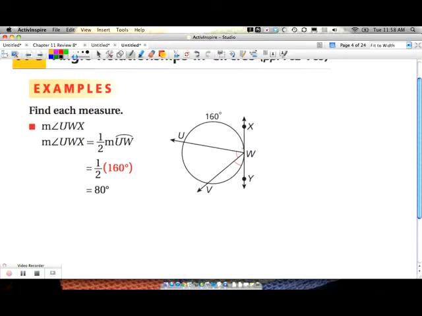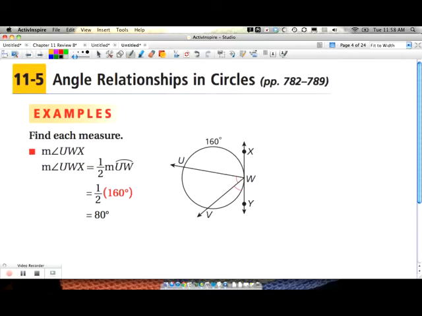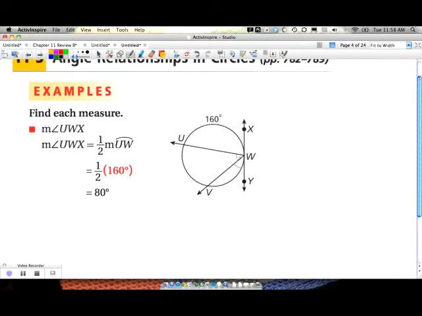All right, now as we're looking at this one, we're still dealing with inscribed angles. It's kind of interesting because it looks like the angles are different than the inscribed angles, but this angle still has the same measure. Why? Because the vertex is on the circle. Same with this one. So it says find UWX, this angle over here.